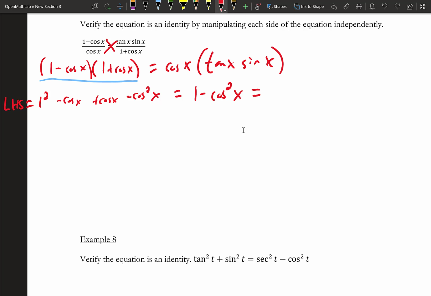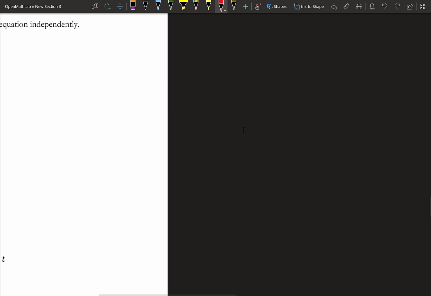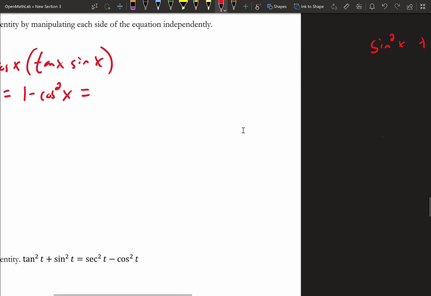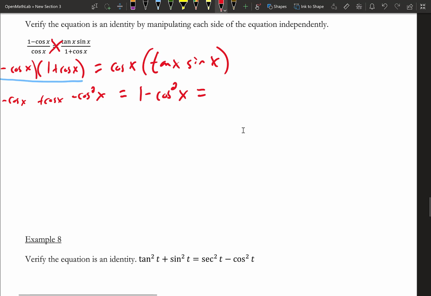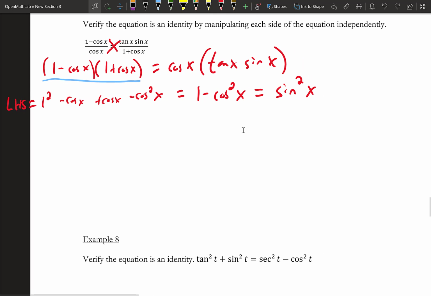And then, using the Pythagorean identity, sine squared x plus cosine squared x equals 1. Notice here we have 1 minus cosine squared x. If I subtract cosine squared x from both sides, what we get is sine squared x equals 1 minus cosine squared x. So I can substitute this in. So this is just equal to sine squared x. Right? So now let's work with the right-hand side.